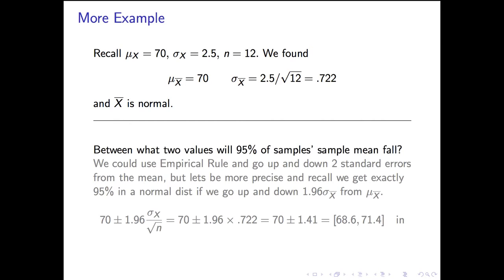Then it asks, between what two values will 95% of the sample means fall? Well, of course, the empirical rule tells you within 2 standard deviations, but we can do a little better than that. Since x bar is normal, we know that in fact it's within 1.96 standard deviations of the mean that 95% of the data falls. So the answer is 70 plus or minus 1.96 times the standard error, which works out to between 68.6 and 71.4 inches. So that's a pretty narrow range in which 95% of the time your sample mean will fall.